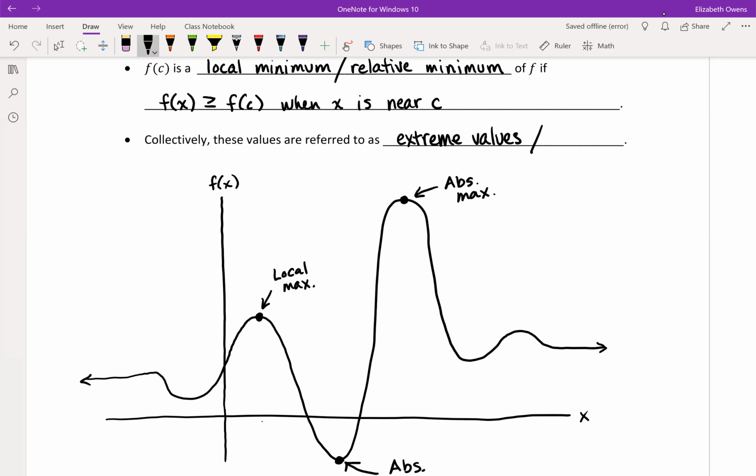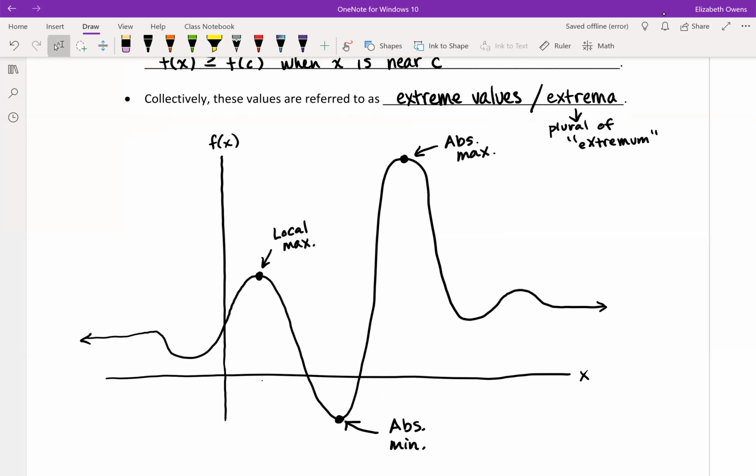Those can also be referred to as extrema, which I think is maybe a Latin root. This is the plural version of the word extremum, which would be just one of those extreme values. Like an absolute max is an extremum, but when you look at more than one of them, you call it extrema, plural.